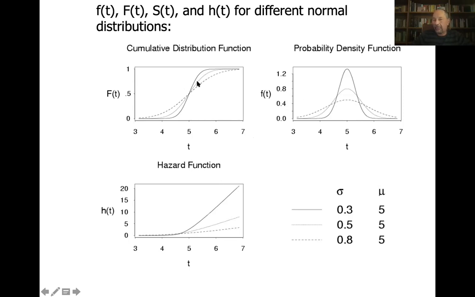But you see that in any case, the hazard function has this characteristic, following the cumulative distribution function. This one is directly calculated from this one and is much steeper if you have a small sigma. And this means that the hazard function will go up much more drastically. What is interesting, though, is that the hazard function always starts low and then increases.